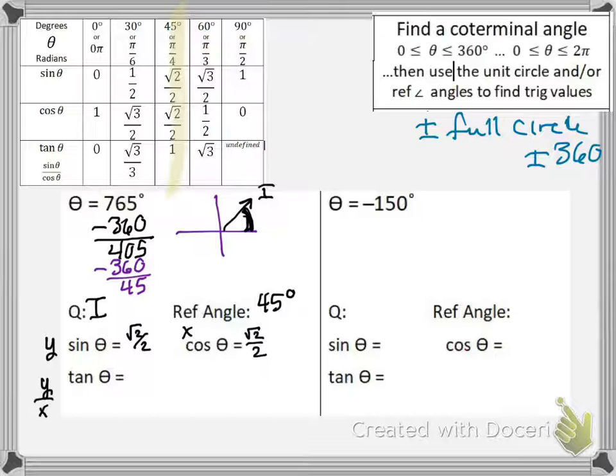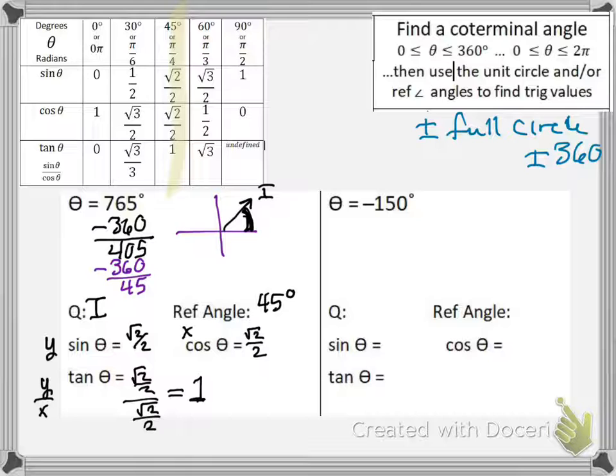And the tangent would be root 2 over 2 divided by root 2 over 2. Yes, I want to see that. But I don't think you need any work to reduce that, do you?